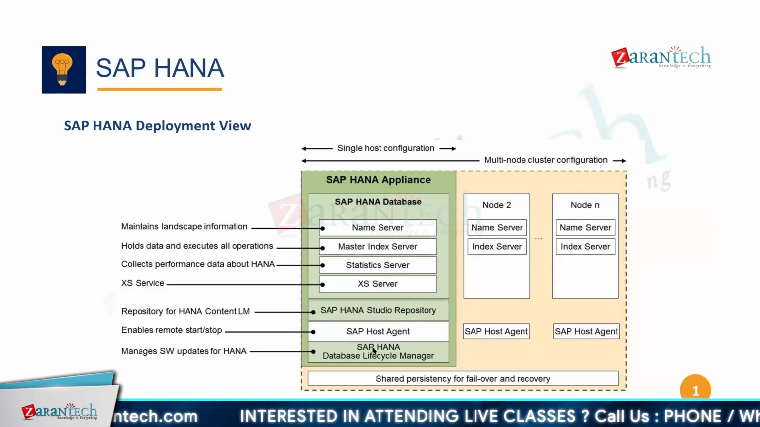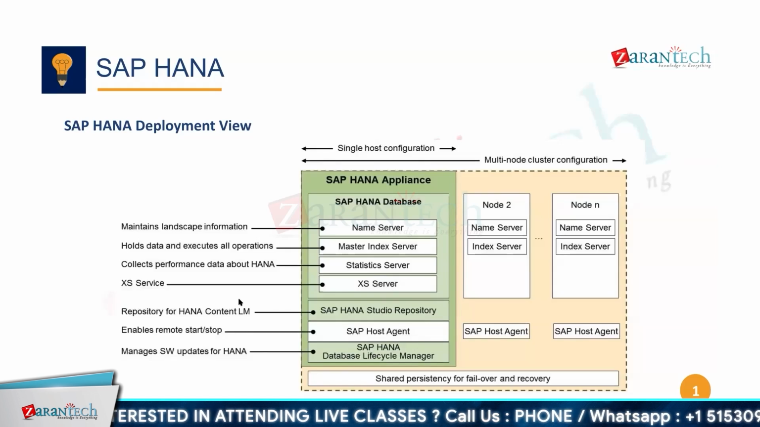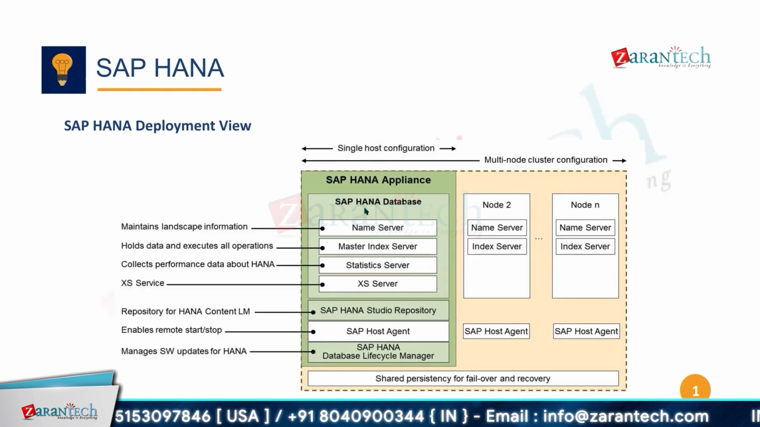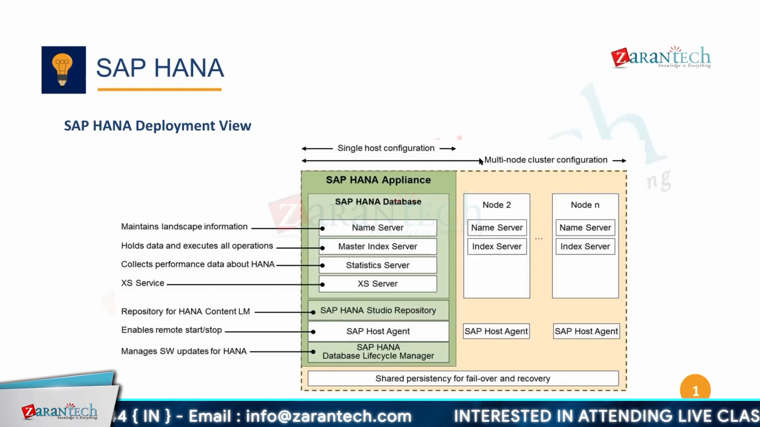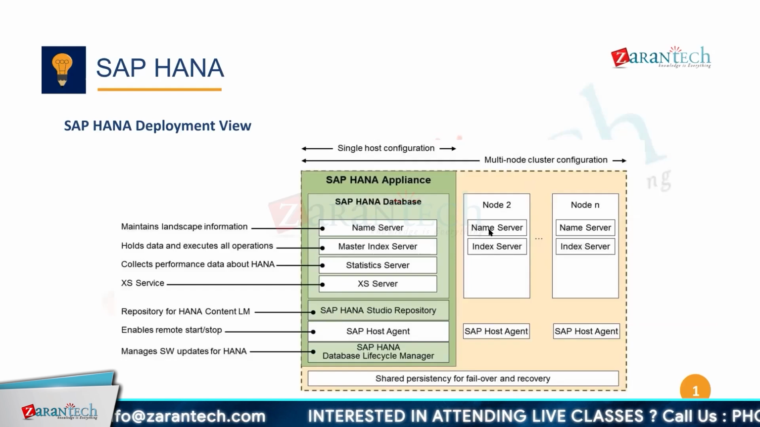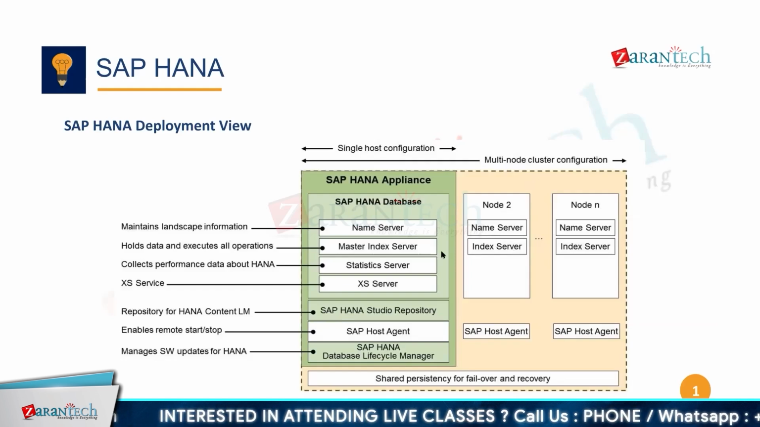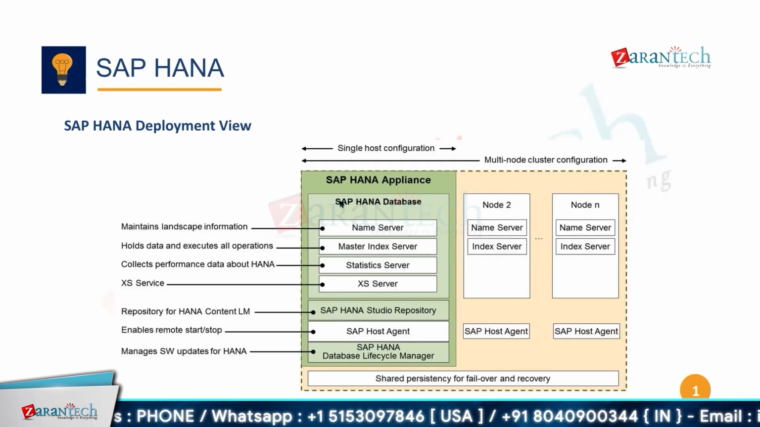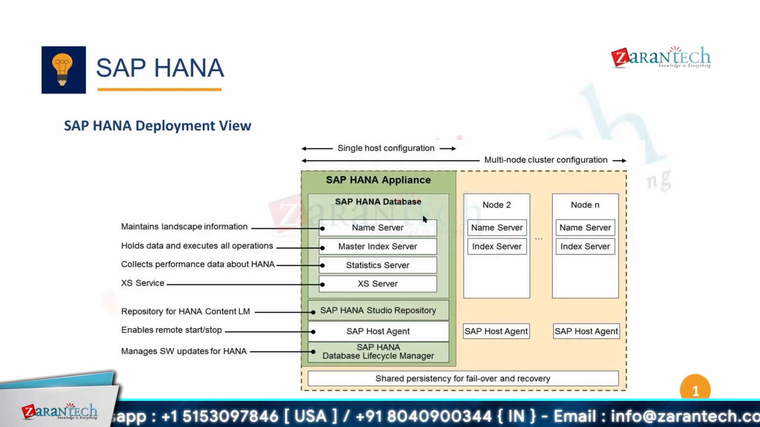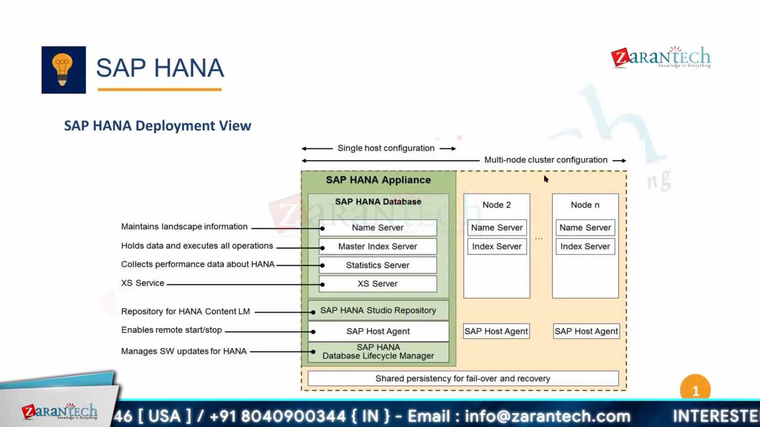The lifecycle manager is simple. It is for software updates, HDB LCM, lifecycle manager. Which means from 2.0 SP5 to SP6, if you want to upgrade, you have to use this one. So these are the main components of the HANA database. If you have a multi-node configuration, on node 2 you have name server and index server, that's it, only two. Statistics server and access server are available only on the master server. Like we have a central instance and application servers, here you have master node and slave nodes, if you have multiple nodes, scale out.